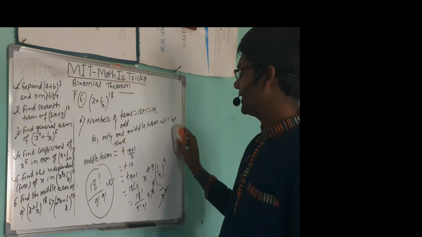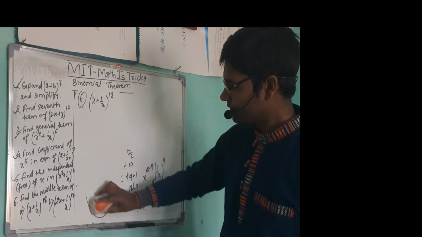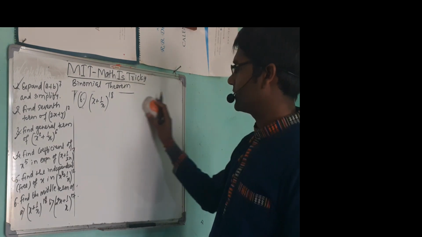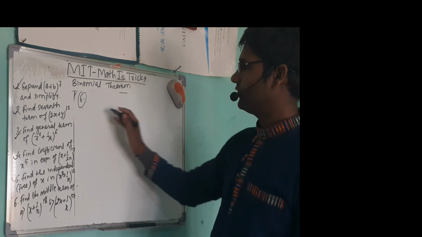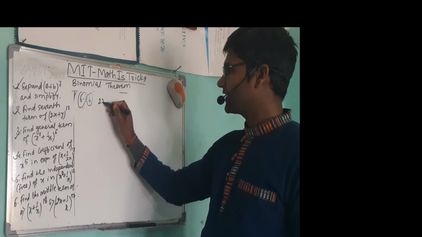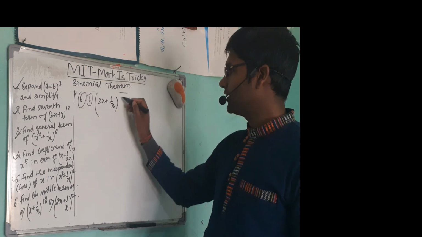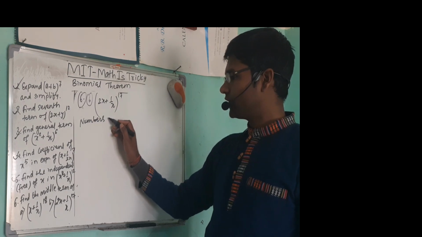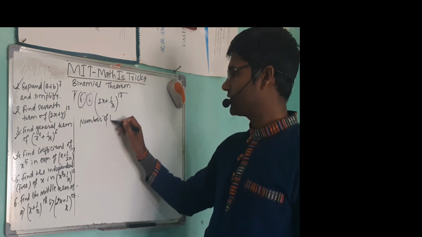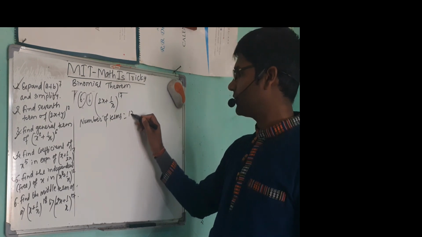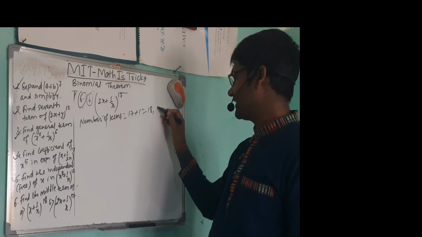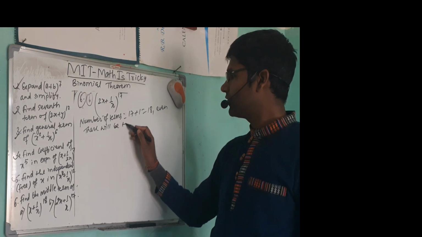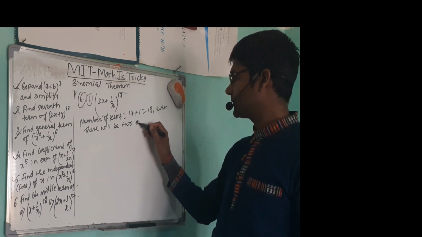Okay, let's move to the second question, number B. What will be our middle term if we expand 2x plus 1 by x whole power 17? As before, let's find the number of terms. It is 17 plus 1, 18, which is even. So there will be two middle terms.